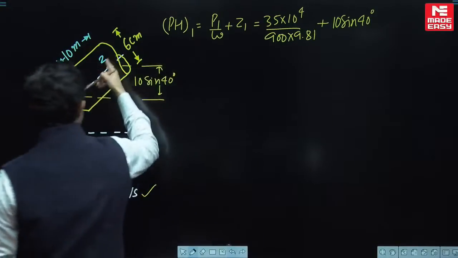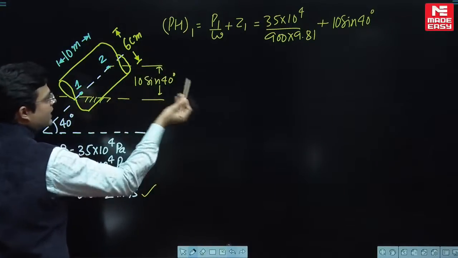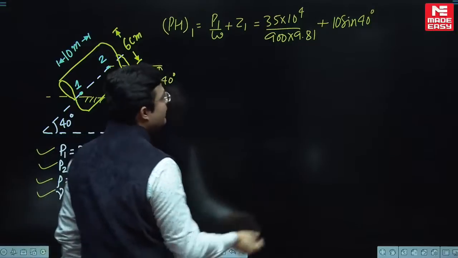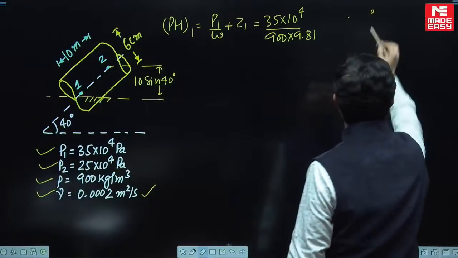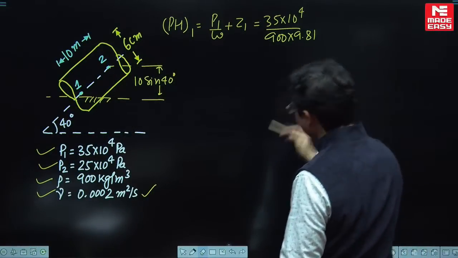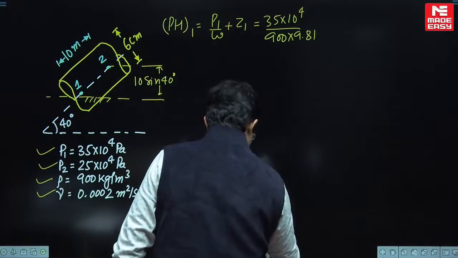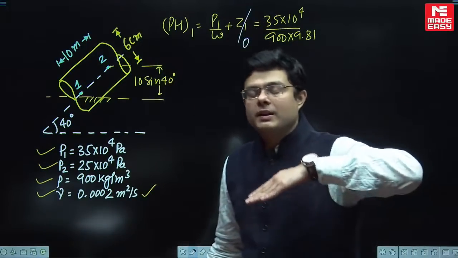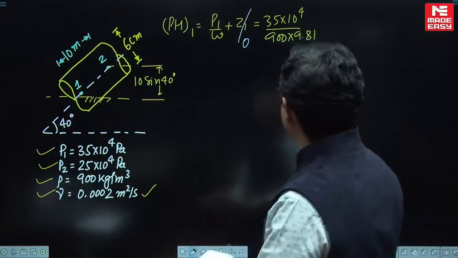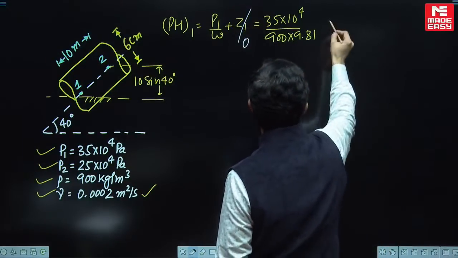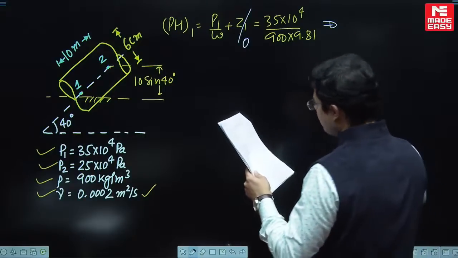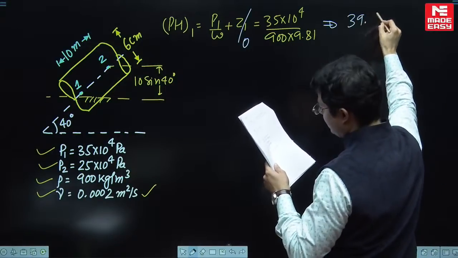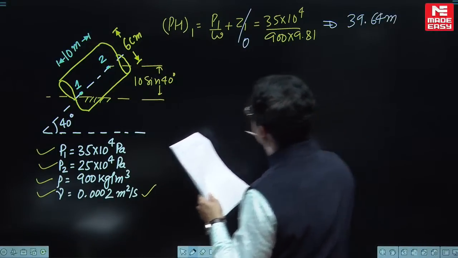While calculating energy, point 1 you are taking as the reference, so Z1 will be 0. During energy calculation, for easiness, the lower point is taken as the reference in Bernoulli. So when you calculate this, it comes out to be 39.64 meter.